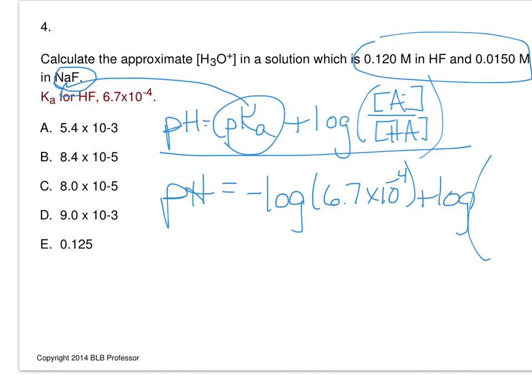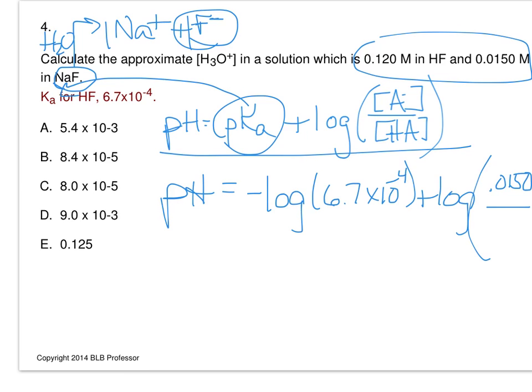Sodium fluoride is a salt that is the source of our base. Remember, when you put a soluble salt in water, it immediately dissociates. And so that is how we get the conjugate base to hydrofluoric acid. They dissociate in a 1-to-1 quantity. So the concentration of the base is 0.0150. The concentration of the weak acid is 0.120.